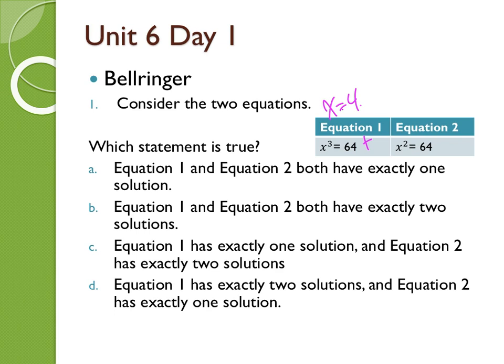In equation 2, x squared equals 64. Remember that if we take the square root of 64, we get 8. And then 8 times 8 equals 64, but negative 8 times negative 8 also equals 64. So equation 2 has two solutions. So my correct answer choice will be C. Equation 1 has exactly one solution. Equation 2 has exactly one solution. I think I said that wrong. Equation 1 has exactly one solution, and equation 2 has exactly two solutions.